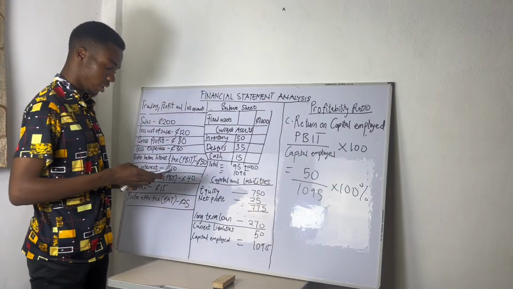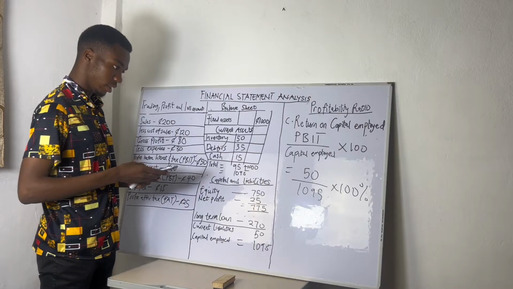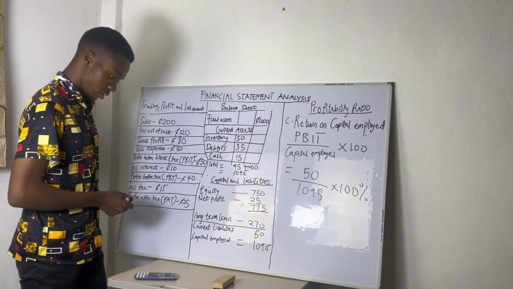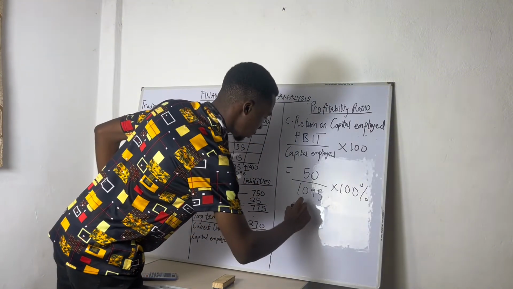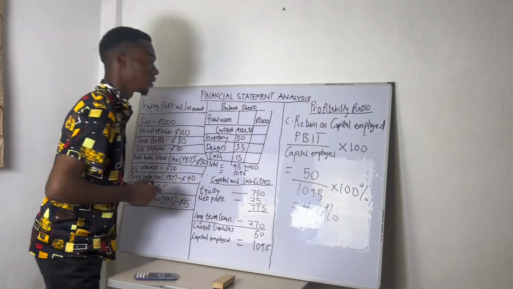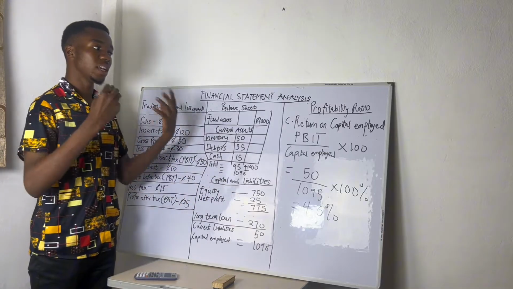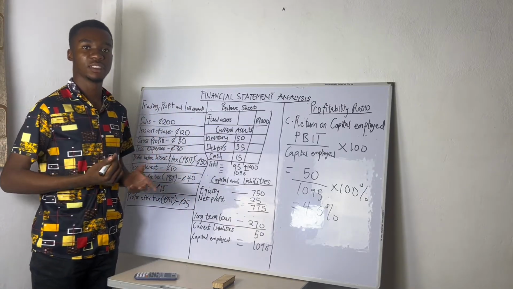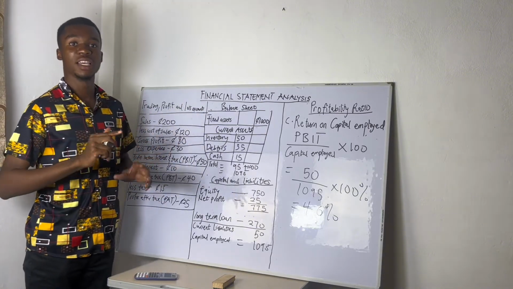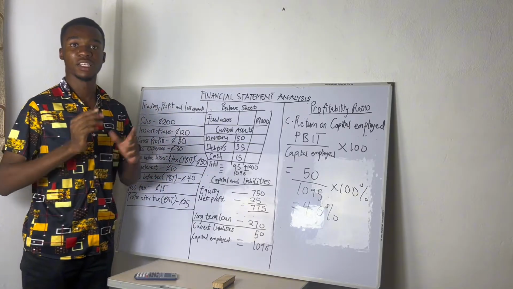And let's do it on the calculator and see what we get. So 50 over 1095 times 100%. So we get 4 point something. So we can just do 4.6. One decimal, please. So 4.6%. So our return on capital employed is 4.6%, meaning if you invest, let's say, 1,000 cedis or 100 cedis, anytime you invest, 4.6% of the capital is generated as profit.